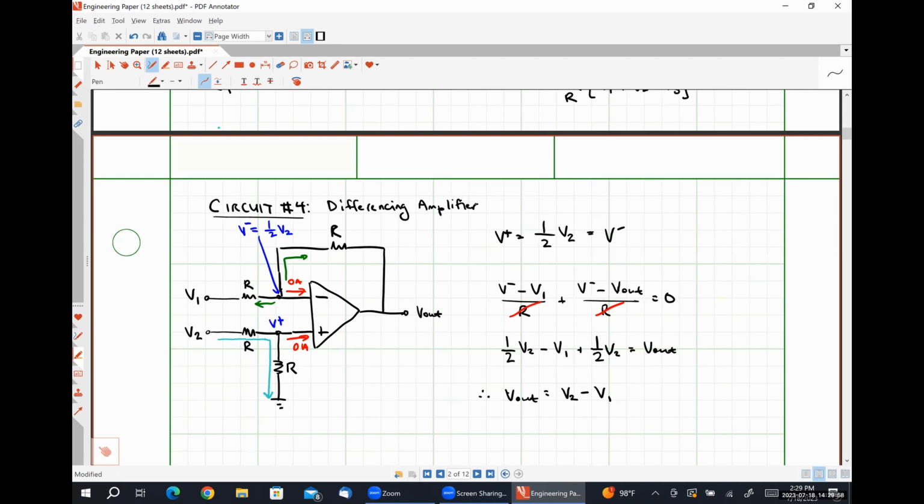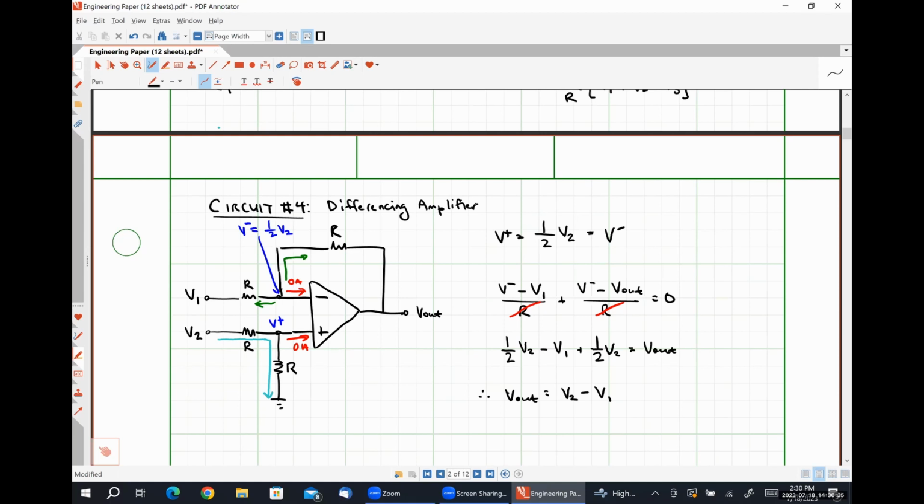So if we ever wanted to scale our signals differently before subtracting them, it would probably be better to do that using a separate either inverting or non-inverting amplifier stage to establish the scaling factors, and then cascade the output of those stages into the input of the differencing amplifier, as opposed to trying to get it all done with a single op-amp, where the math is just very, very tedious to figure out.